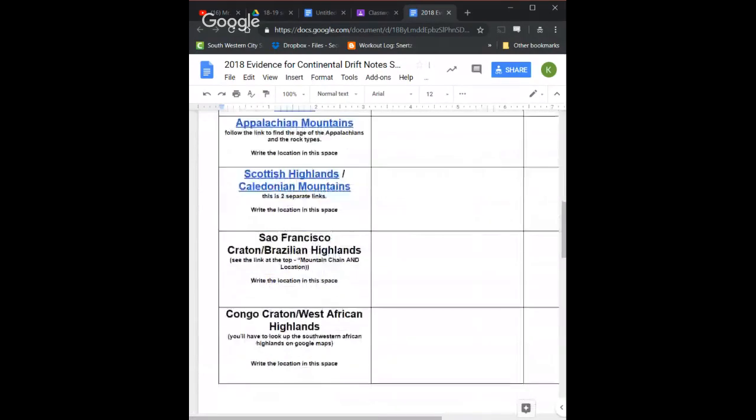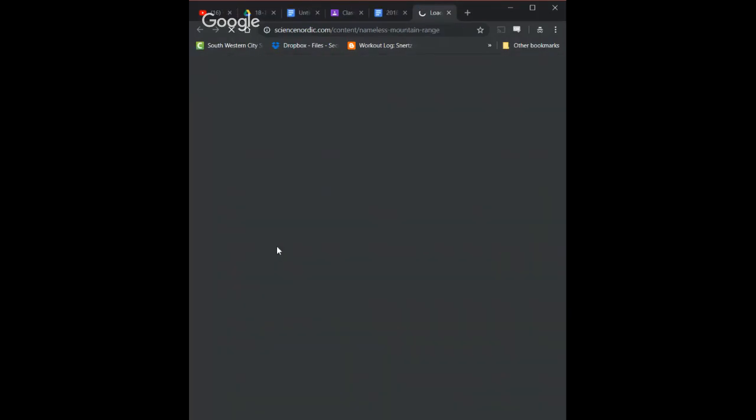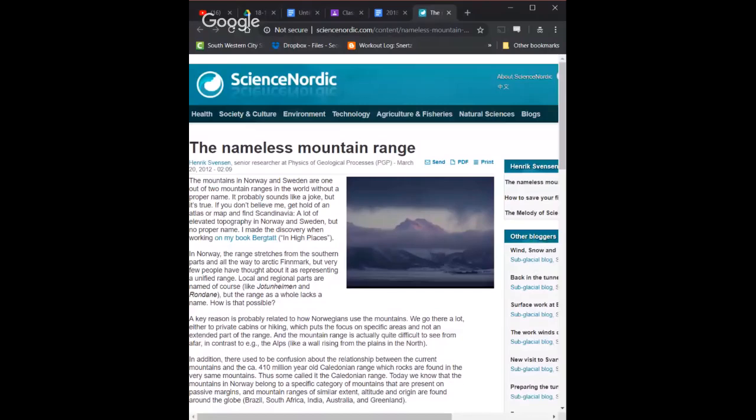Okay, so what are the rock types for the Caledonian Mountains? I'm going to first click this link right here. Hopefully you saw what I did. Yep, the nameless mountain range. It is technically not called the Caledonian Mountains. It's just in that area, so that's what we call it.